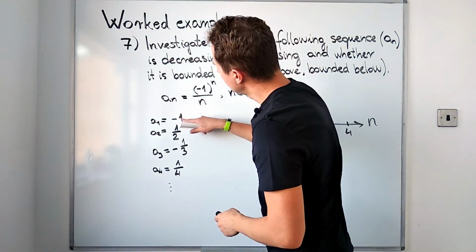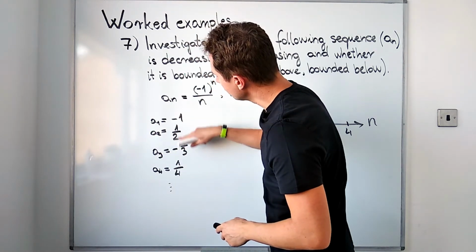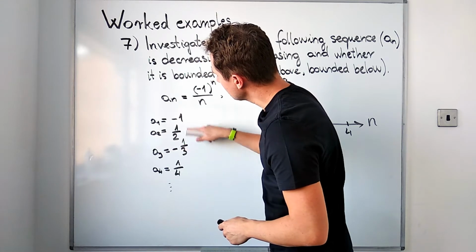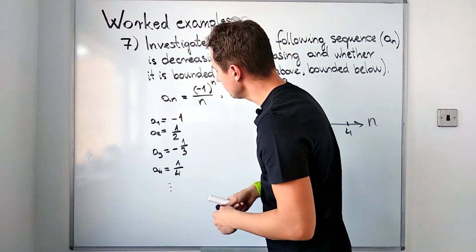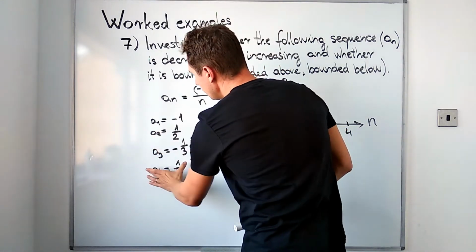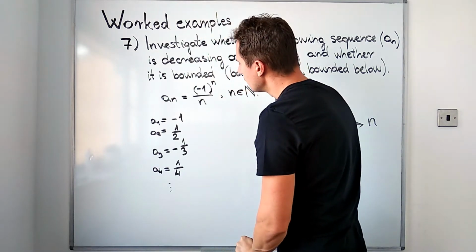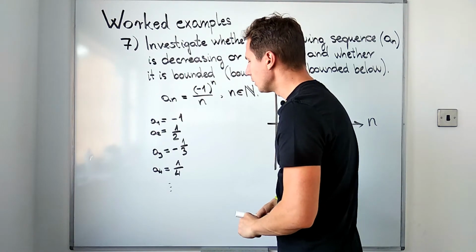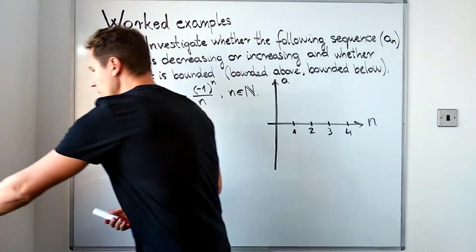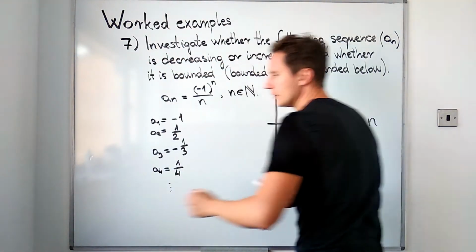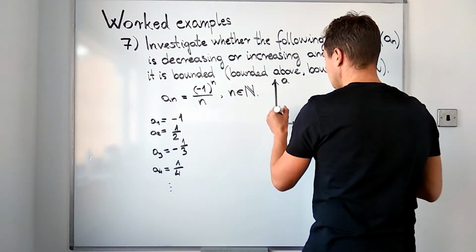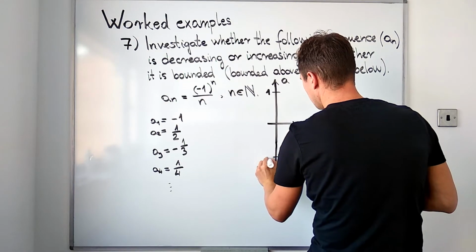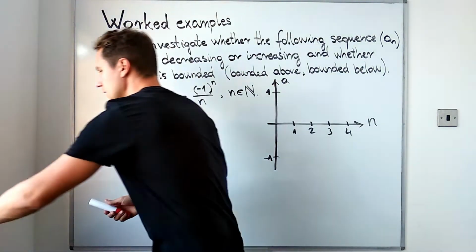For the odd indexed terms, we have negative numbers, the reciprocals of odd integers multiplied by -1. And for the even indexed terms, we have the reciprocals of the even natural numbers. Okay, so if you want to plot this sequence, you could do the following. Just plot out these terms.